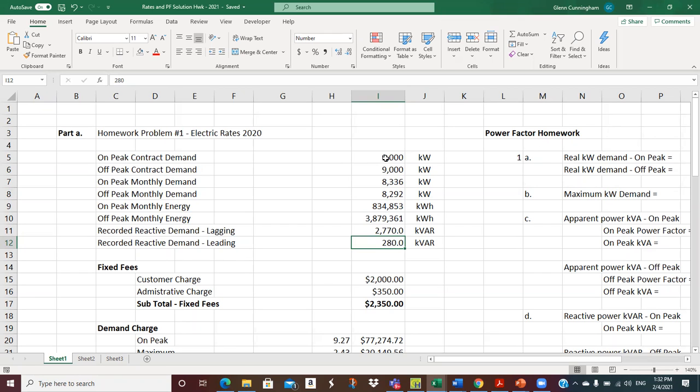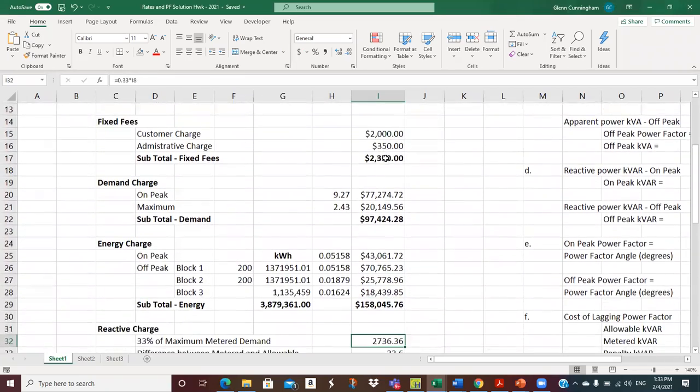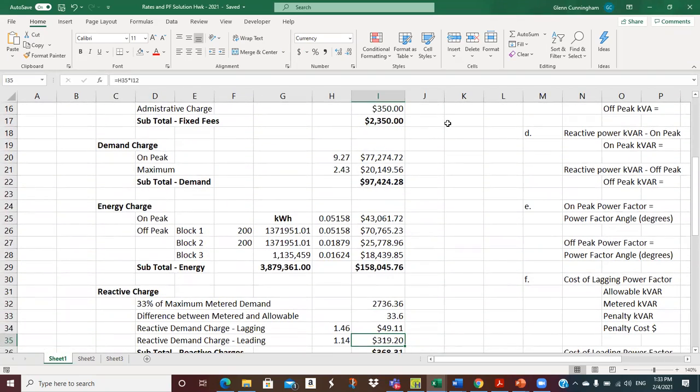So anyway. Okay, so into the rate structure. We had a customer charge of 2,000, administrative charge of 350. So their fixed fees on my subtotal is 2,350. Let's go on down here a little bit. Come back up.